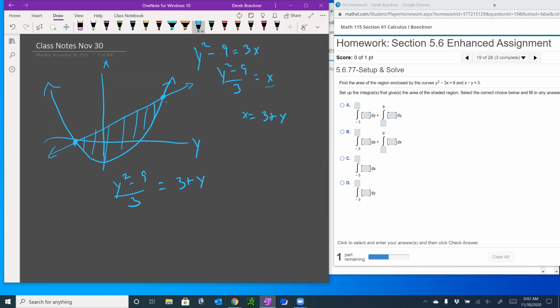So I want to know where the graph of the line, which is this line, and the graph of the parabola, which is this parabola here, are equal. That's going to tell me where the points cross. So I solve this.